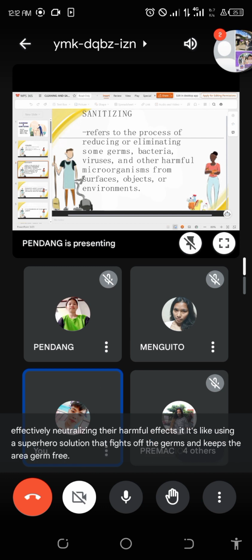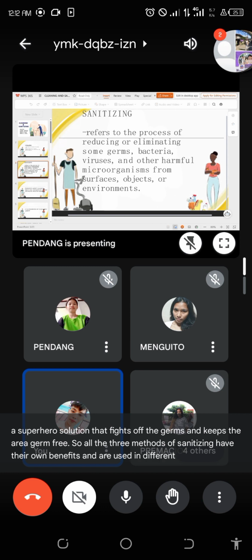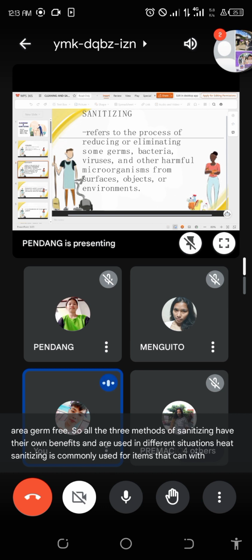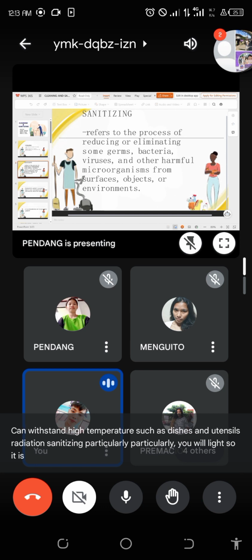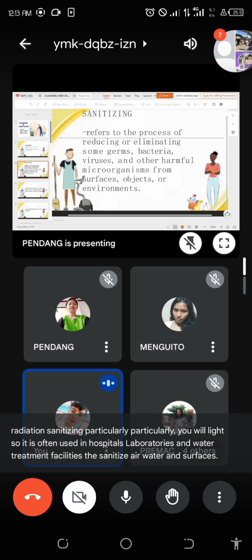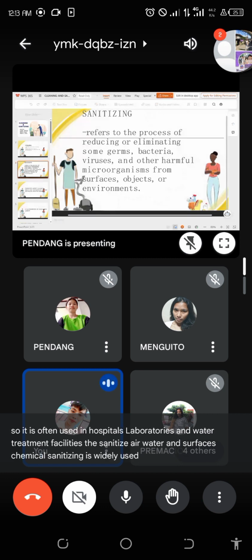So, all three methods of sanitizing have their own benefits and are used in different situations. Heat sanitizing is commonly used for items that can withstand high temperature, such as dishes and utensils. Radiation sanitizing, particularly UV light, is often used in hospitals, laboratories, and water treatment facilities to sanitize air, water, and surfaces. Chemical sanitizing is widely used in household cleaning products as well as in industries like food service and healthcare.